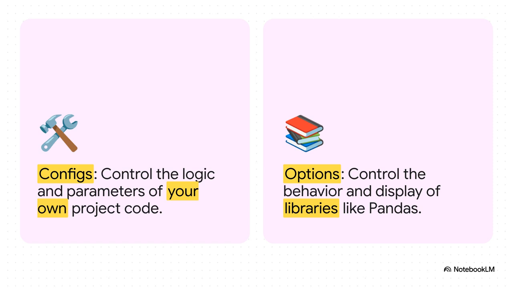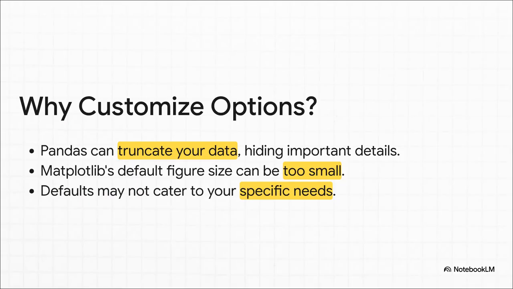Let's go back to that ship analogy. If configs steer the ship, options are for adjusting the dials on your compass and maps to make them easier to read. Both are important. And trust me, you'll want to bother with this. Why? Because the default settings are, well, they're not always great.